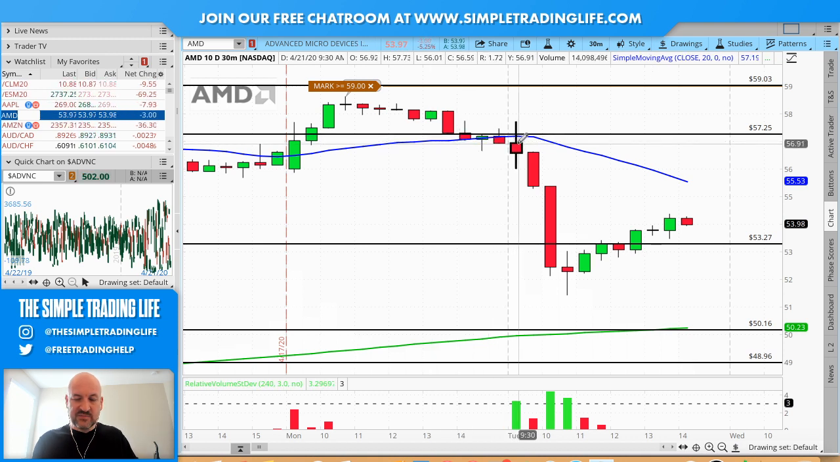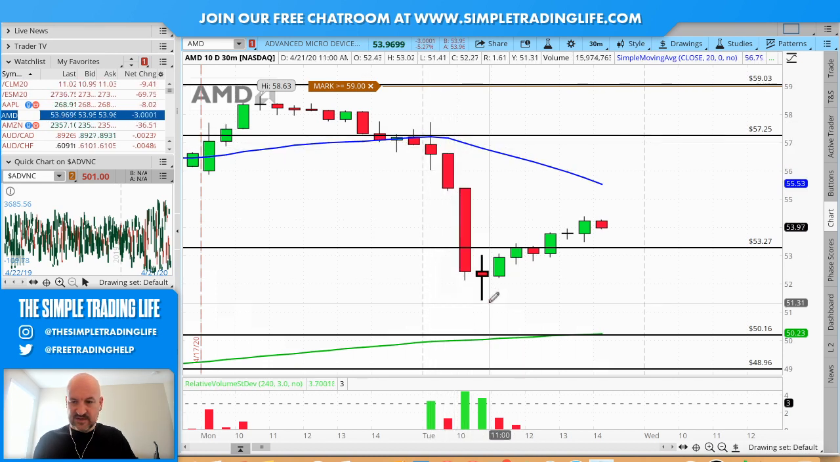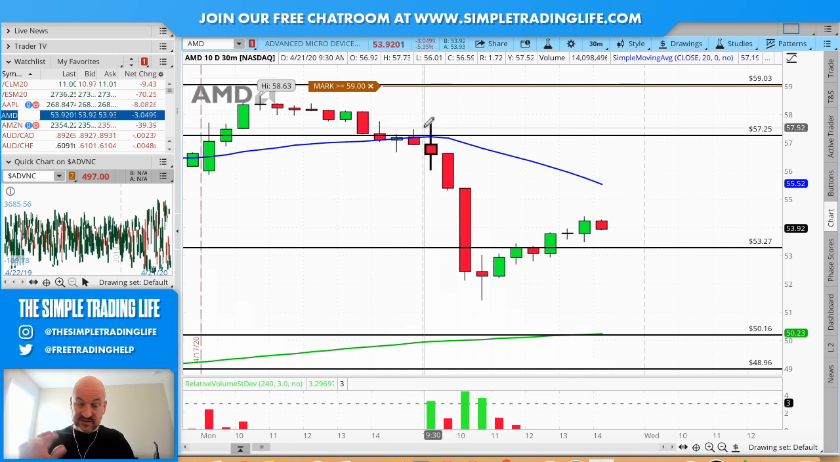So we opened up relatively flat, just like everything else, little spike up, and then sold off. And sold off pretty significantly, over $4. It's a big move on AMD, right? You're going to make a lot of money on that move. Okay, then we put in the spinning top, which is a signal of indecision after a move down. This is just literally not only price action, this is just candlestick basics.